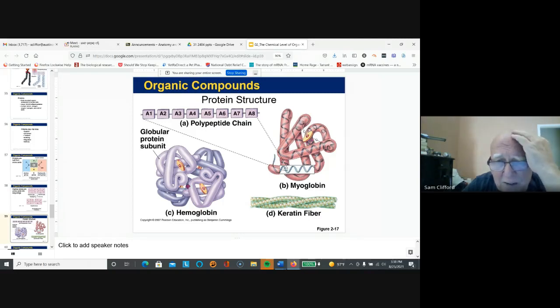So hemoglobin carries oxygen, so does myoglobin. It's in the muscle, so it's called myoglobin. Keratin waterproofs your skin.